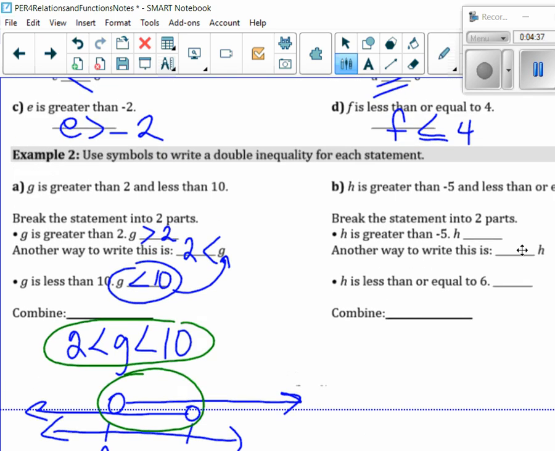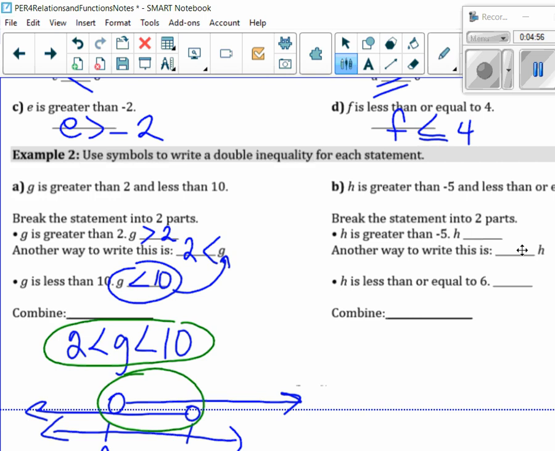So up until this point, our domain has just been specific points, right? Now we're going to have like everything in between. So it gets a little bit more complicated. So H is greater than -5 and less than or equal to 6.